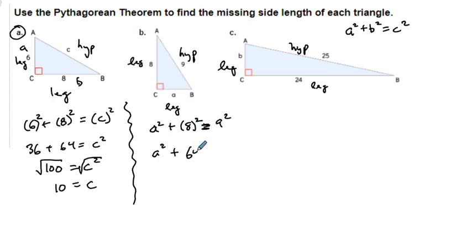And so now the next step is just to square your numbers. So 8 squared is 64 and 9 squared is 81. So what you do next is you always solve for whatever variable you're trying to find, and you have to isolate it first.